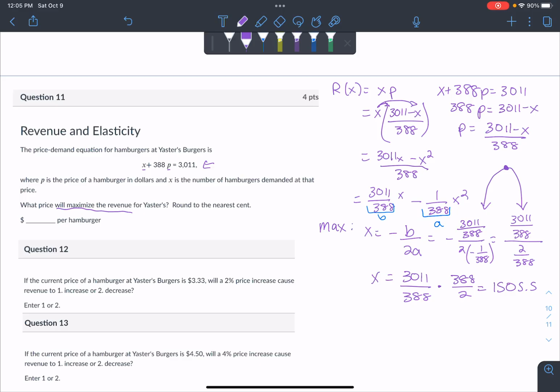But notice that this question is asking for the price that maximizes it. So we want to solve for the corresponding p to this x. So I'm just going to use our price function here and plug in that x that we just found. So I get this is equal to 3011 minus 1505.5 all over 388, and this gives me 3.88. So that is the answer here.